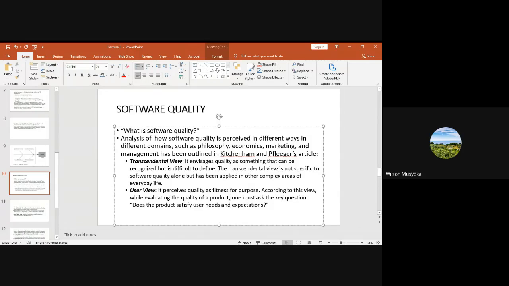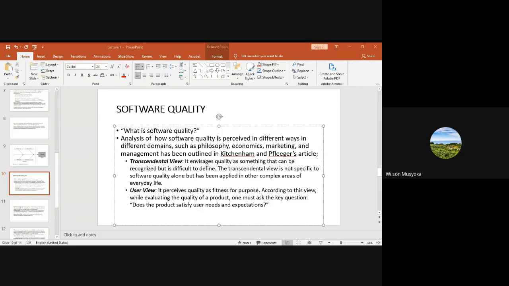Now, somebody gave an example whereby they said that a transcendental view could be compared to when somebody is in love. You know you love this person and you can't live without them, but you cannot explain what it is that they affect you with. So that is what is meant by a transcendental view. Something that you know is very important, but you cannot explain.